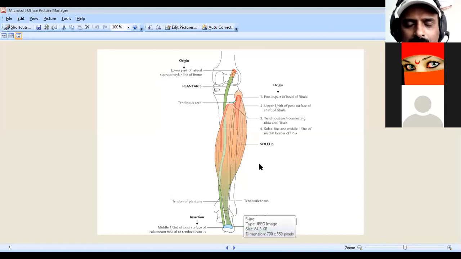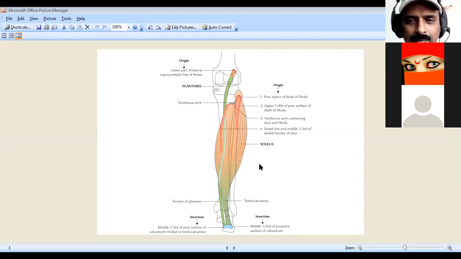Now we are going to deal with why the soleus is called a peripheral heart. What is the heart doing? The central heart receives the blood and pumps the blood: it collects the deoxygenated blood and pumps the oxygenated blood. So receiving the blood and pumping the blood is what you have to remember about the central heart.